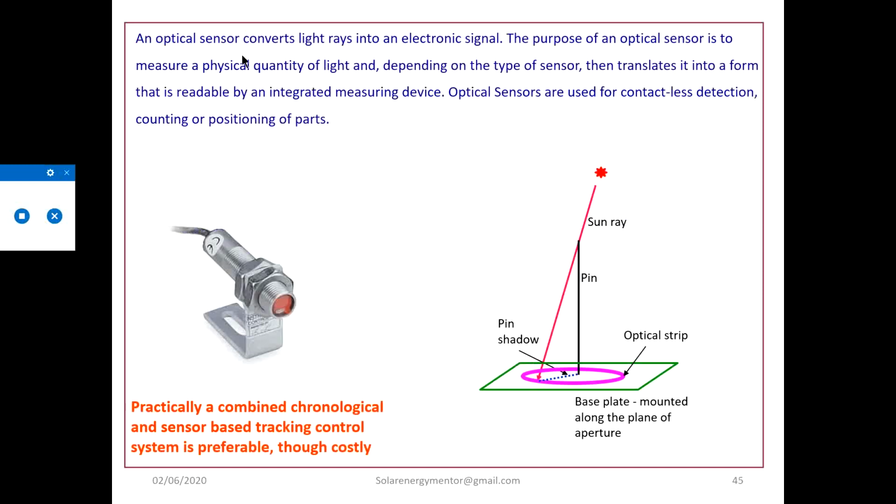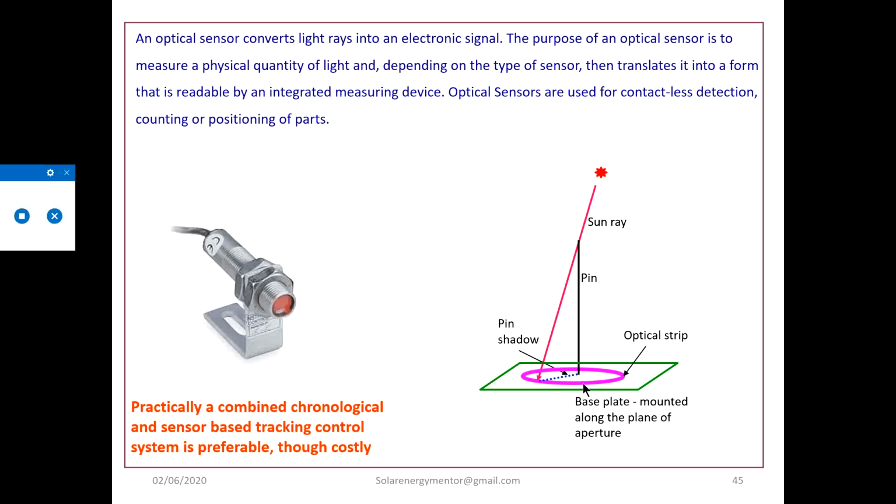Now, an optical sensor converts light rays into an electronic signal. Now, how normal incidence is maintained in sensor-based tracking methodology is explained with the help of this sketch. So this is a small plate, we can call it a small base plate. This base plate is mounted along the aperture plane of the aperture, so this is parallel to the aperture plane. And on this base plate there is an optical strip which senses the shadow and light.